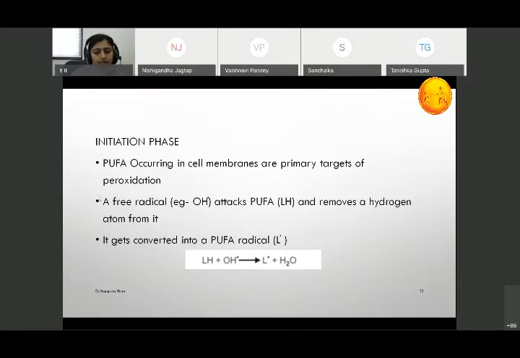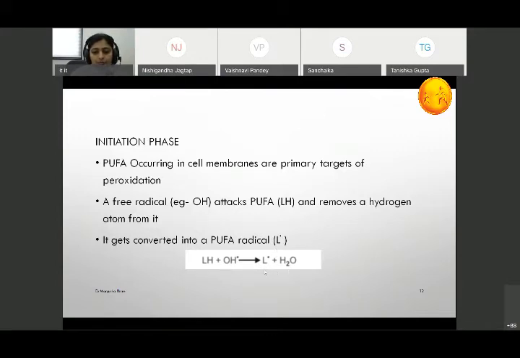Now, a free radical, if we take the example of a hydroxyl radical, you can see a dot over OH, that is a hydroxyl radical, OH dot. A free radical attacks a polyunsaturated fatty acid and removes a hydrogen from it. If we take PUFA as LH and the free radical as hydroxyl radical, here is the reaction given. This PUFA plus hydroxyl radical will form a PUFA radical, and a water molecule will be removed.